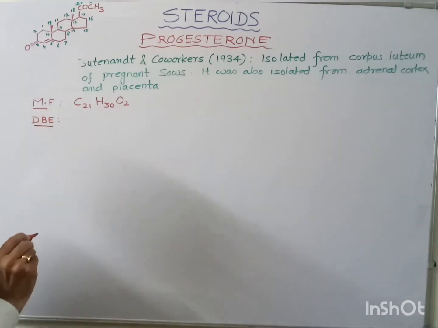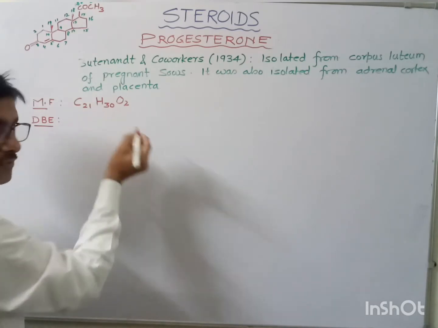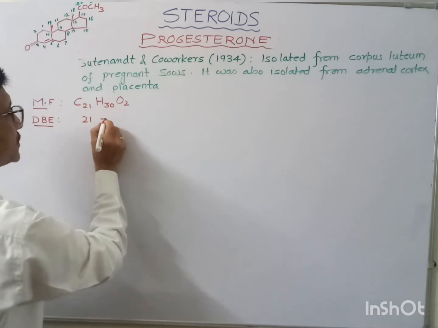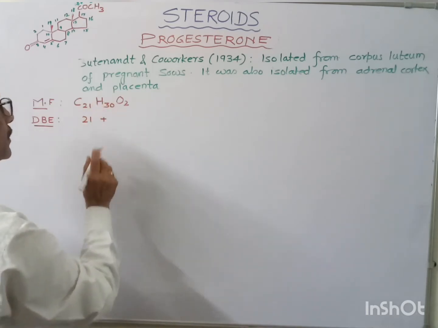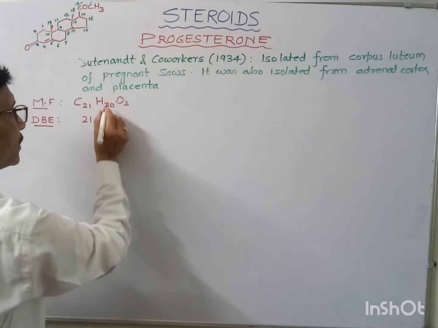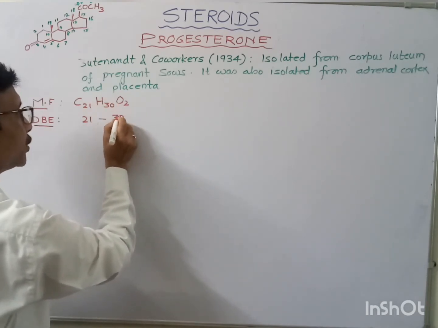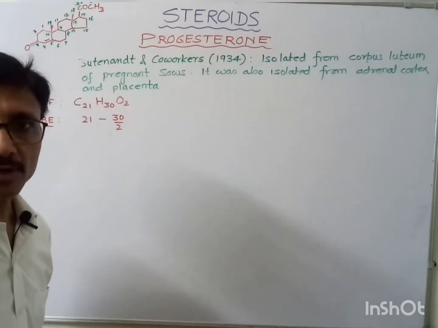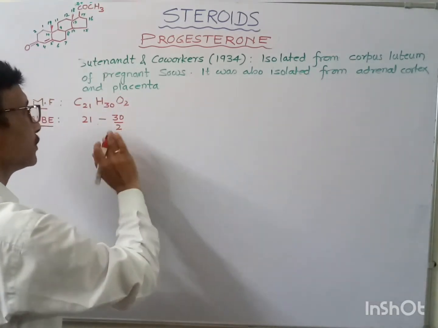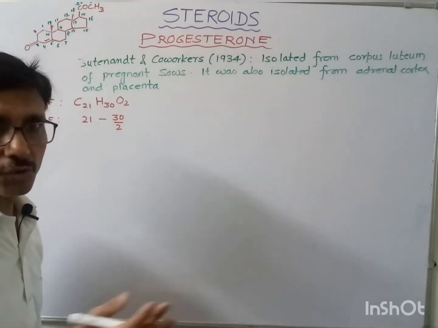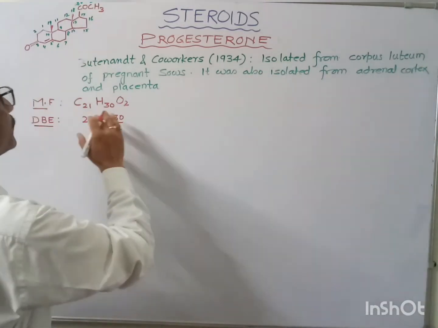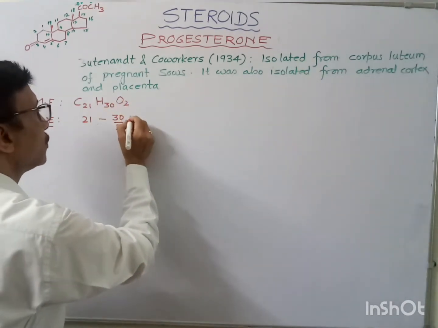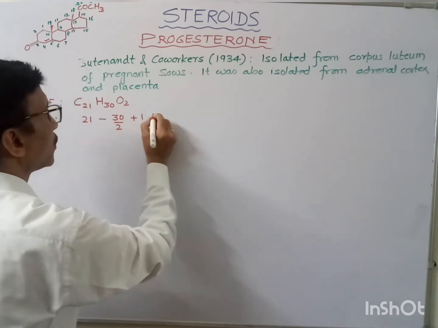Now if we see the double bond equivalent, then using the formula, number of carbon atoms plus number of monovalent atoms, minus number of trivalent atoms divided by 2. Okay, no trivalent atoms are there, no nitrogen is present over here, so no need to add the number of nitrogen atoms divided by 2. So now plus 1, we may add plus 1. So how many?